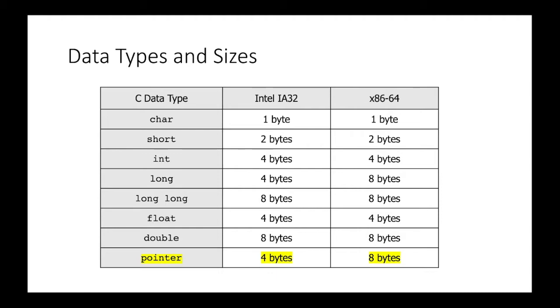Most interestingly and importantly, the pointer data type is 4 bytes on 32-bit and 8 bytes on 64-bit. This is because pointer data types are supposed to hold a memory address, and the memory address size matches the bitness of the machine.